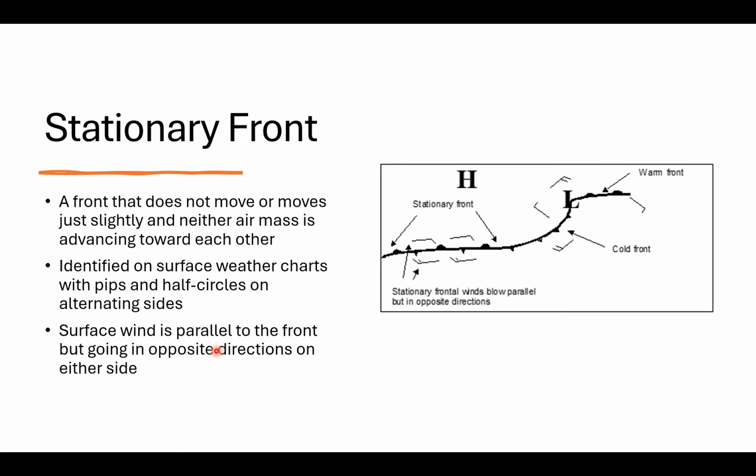The surface wind with a stationary front is generally going to be parallel to the front, but going in opposite directions on either side. This is an example of a stationary front right here. We have cooler high pressure to the north of the front. You have cooler air north of the front as well. South of the stationary front, you have warmer air. One thing to keep in mind is we have easterly winds north of the stationary front, and we have westerly winds south of the stationary front. So these winds are blowing in opposite, parallel directions to each other.